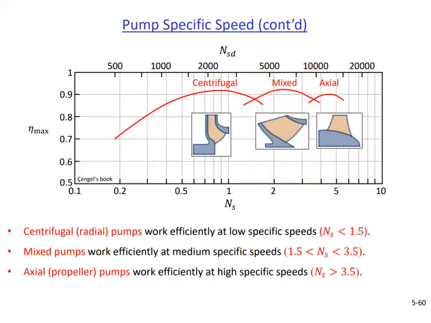In preliminary pump selection, we decide on which type of a pump to use by calculating the specific speed of our application and select a centrifugal type if the value is lower than 1.5, select a mixed type if it is between 1.5 and 3.5, and go with an axial pump if the value is larger than 3.5. Memorizing these values is not important, but you need to know the definition of specific speed and also know which pump type is suitable for low, medium, and high specific speed applications.